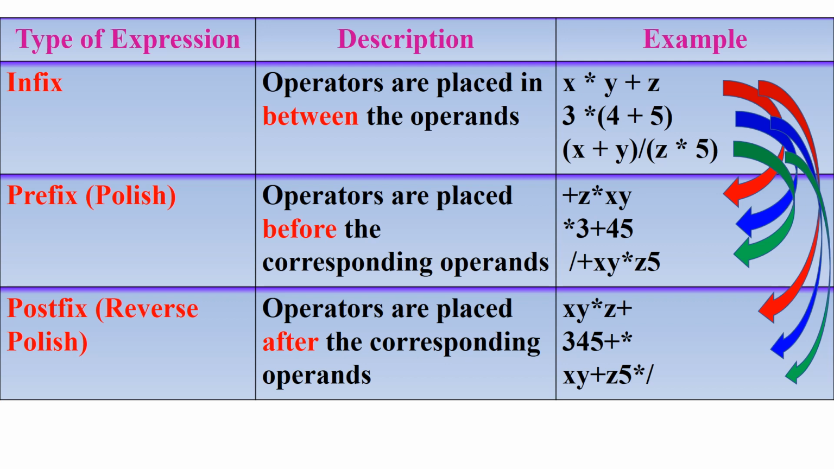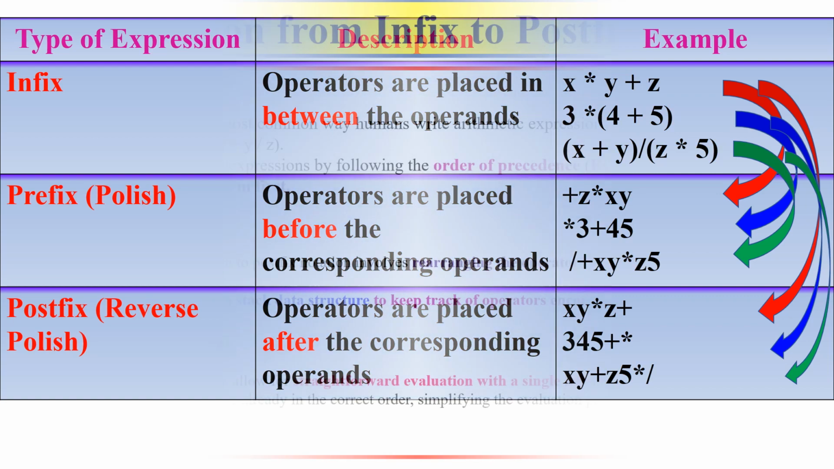Now, let's see the postfix or reverse Polish notation. Operators are placed after the corresponding operands. So, x asterisk y plus z is written as xy asterisk z plus. 3 asterisk 4 plus 5 is written as 3 4 5 plus asterisk. x plus y slash z asterisk 5 is written as xy plus z 5 asterisk slash. You can gain a clearer understanding by learning how to convert these notations. So, simply follow the concept.